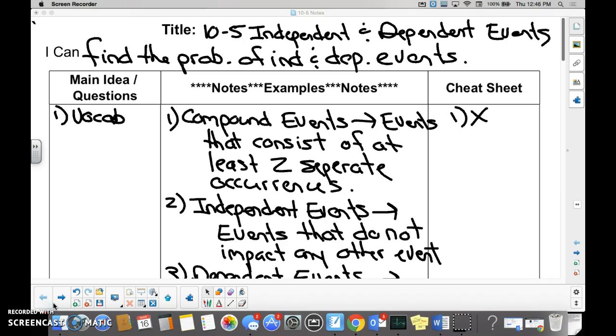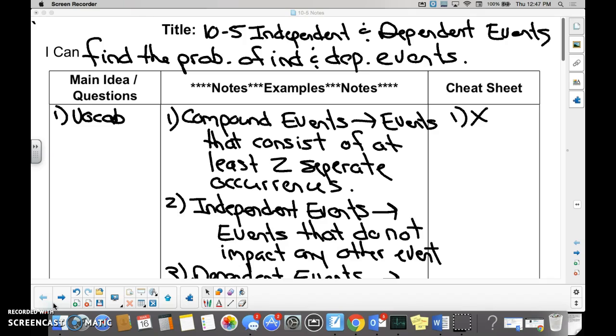First of all, we didn't really spend a lot of time, thank you, Ryan, talking about compound events. But compound events would be more than one event, right? Two separate occurrences. So independent events and dependent events, in order for them to be dependent or independent, have to happen at least twice, right? There have to be at least two things going on.